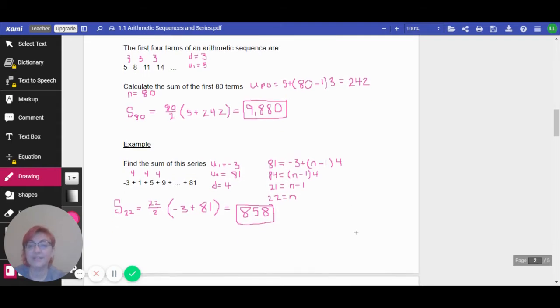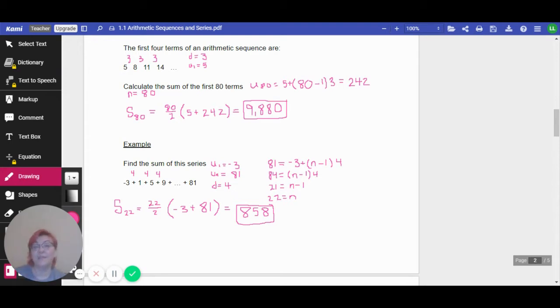Next, let's find the sum of this series. -3 plus 1 plus 5 plus 9 plus a whole bunch of other stuff plus 81. That's what makes this a series. It's a sequence written with the addition symbol in there. So I know that I'm summing it. All right, I wrote in that 4 is the difference between each pair of numbers. So my first term is -3, my last term is 81, and my common difference is 4.